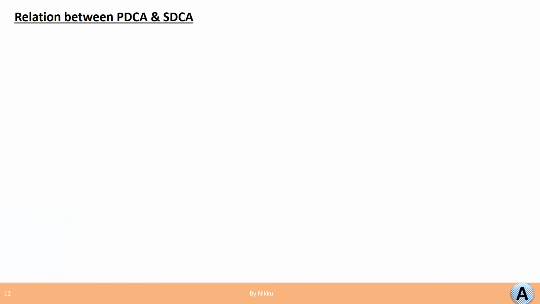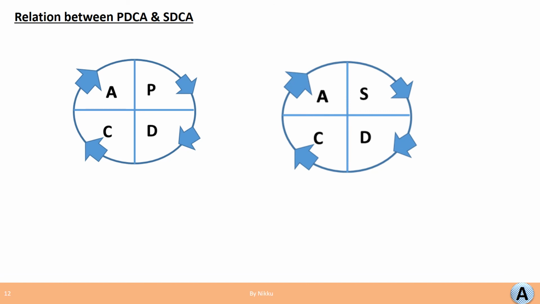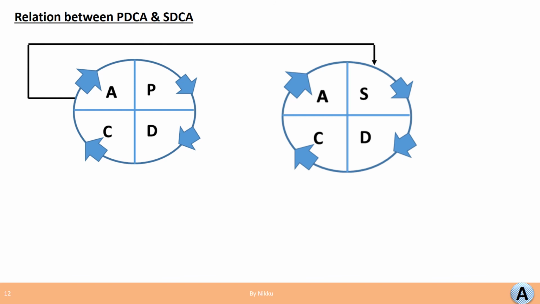So friends, we had seen 2 types of approach, that is PDCA and SDCA. Now the question is, what is the relation between PDCA and SDCA? So in the PDCA approach, we had seen that we are doing the improvement, and in the act phase of PDCA, we are standardizing the improvement for sustaining the result. This standardization gives a trigger for the S phase of SDCA. That means that the standard gets stabilized in the S phase of SDCA.